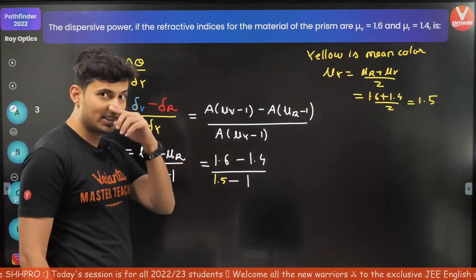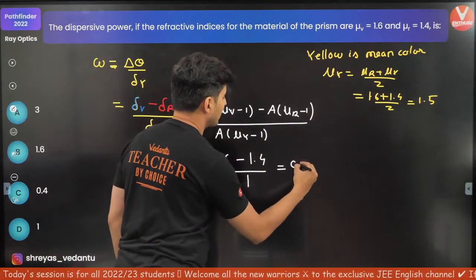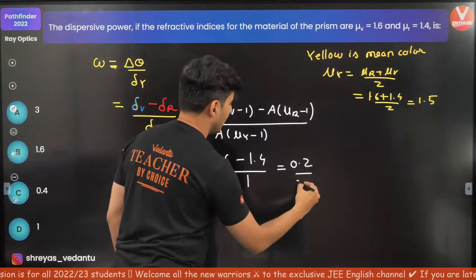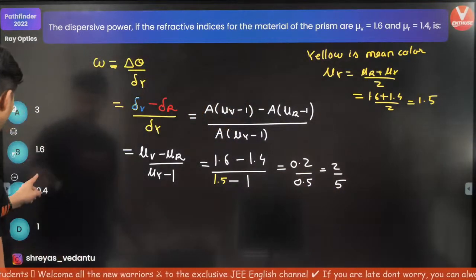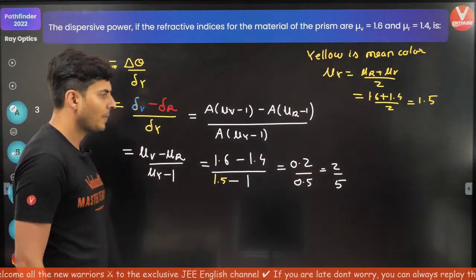Many people did not know this trick. So 1.6 minus 1.4 is 0.2, and this is nothing but 0.5, which is 2 by 5. 2 by 5 is nothing but 0.4, guys. Yep, that's the answer.